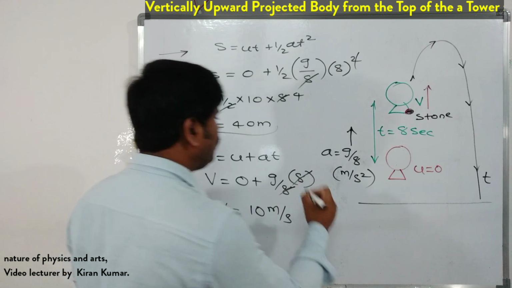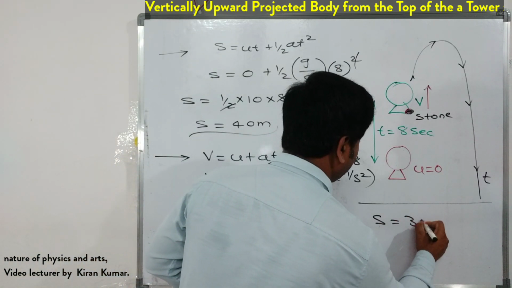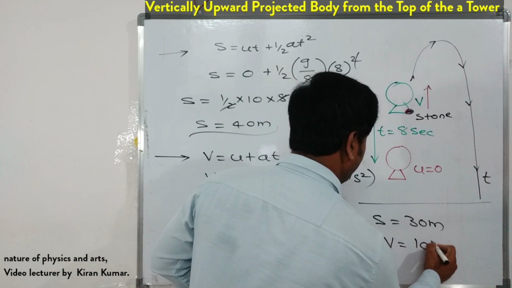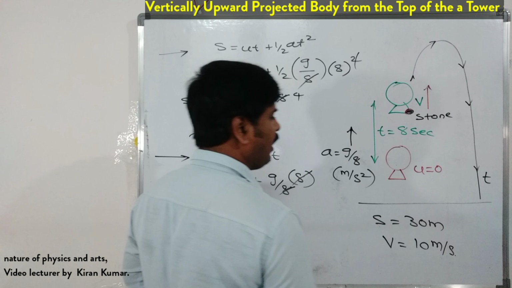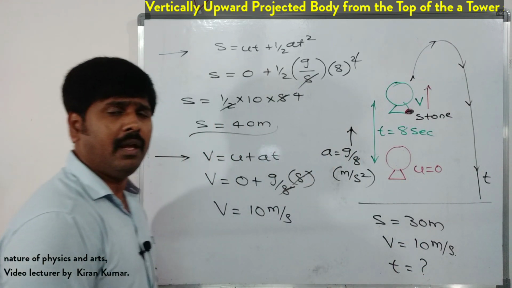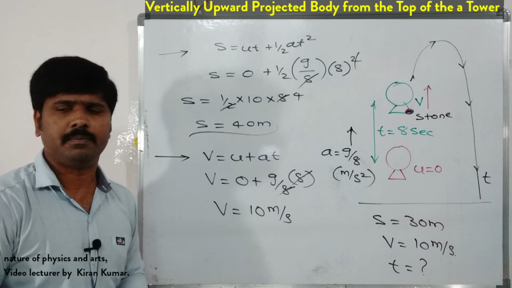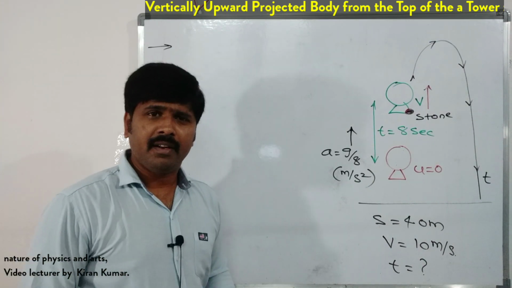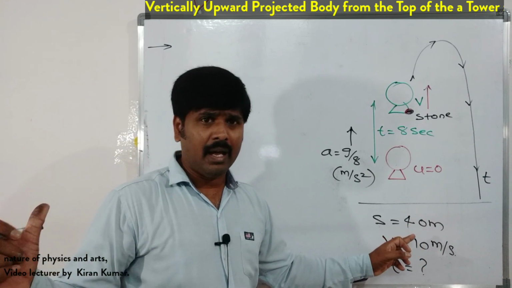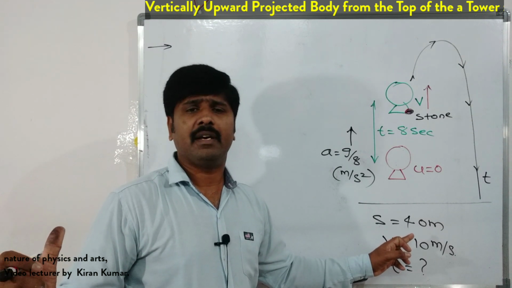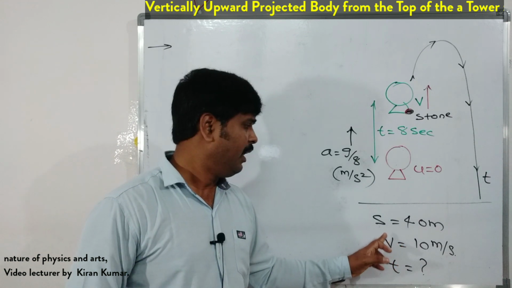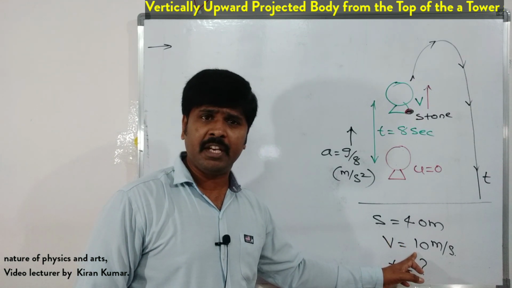So we got two values, where s is equal to 30 meters and velocity is equal to 10 meter per second. Then what we have to find is time. Okay, just a second, I will clean the board. Now continuation, we got s is equal to 40 meters. I wrote 30 meters in the last continuation, actually 10 into 4 is 40. I made a mistake, sorry for that. And velocity is equal to 10 meter per second.